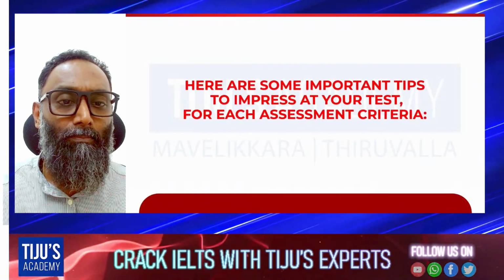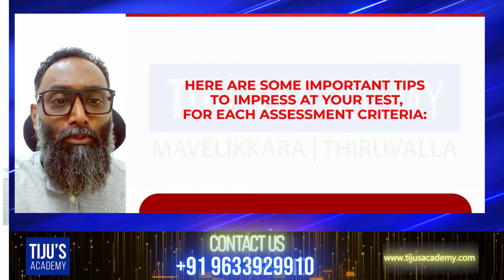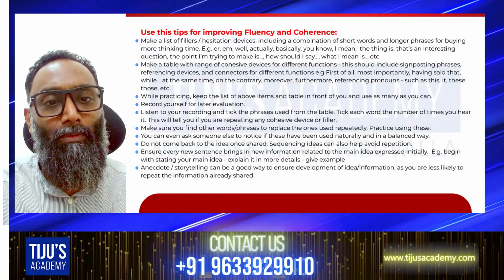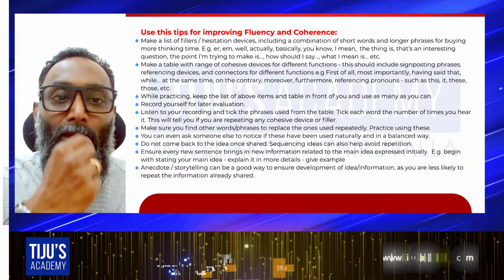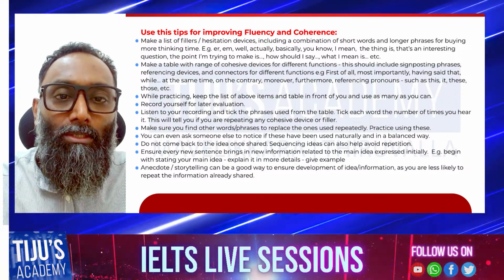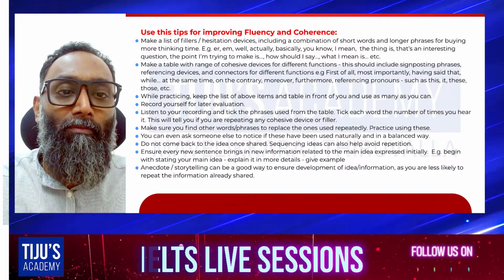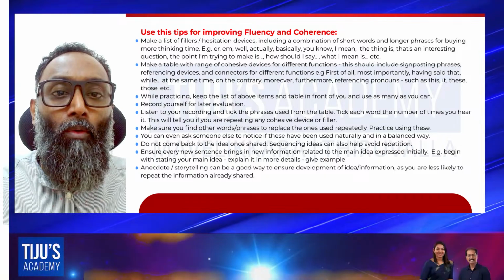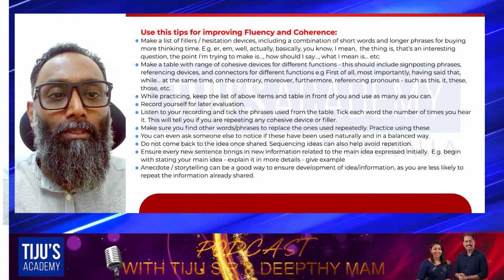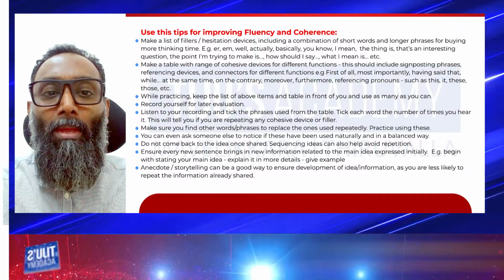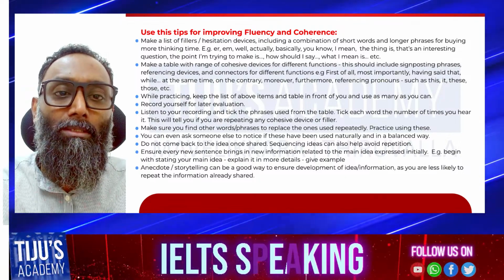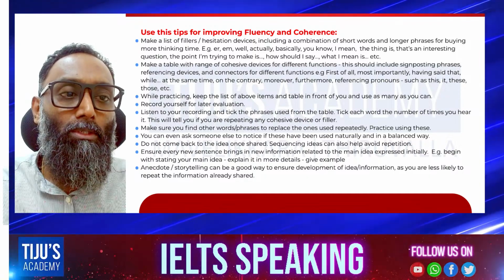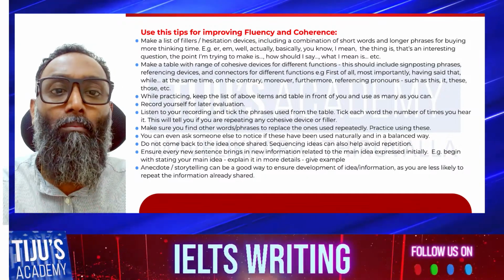Some important tips to impress in your test for each assessment criteria. So use these tips for improving fluency and coherence. As you know, fluency and coherence carries 25% of the score. So what are the tips for improving your fluency and coherence? Make a list of fillers or hesitation devices, including a combination of short words and longer pauses, for buying more thinking time.